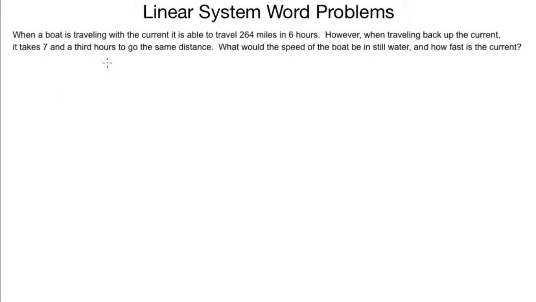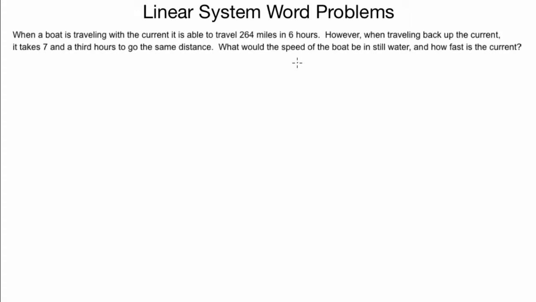When a boat is traveling with the current, it is able to travel 264 miles in 6 hours. However, when traveling back up the current, it takes 7 1/3 hours to go the same distance. What would the speed of the boat be in still water, and how fast is the current?